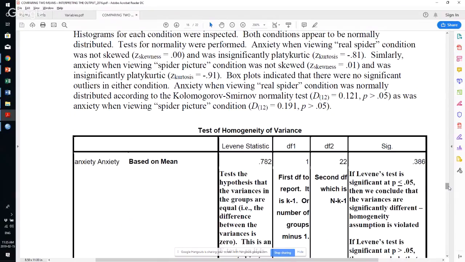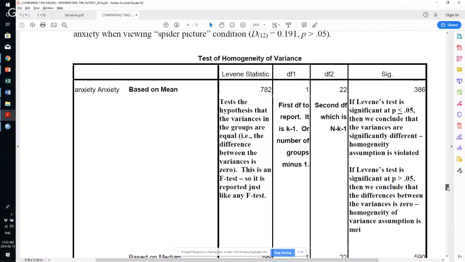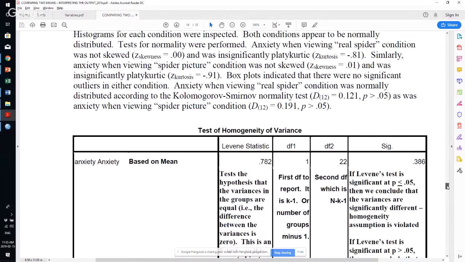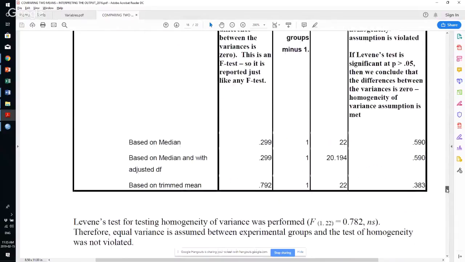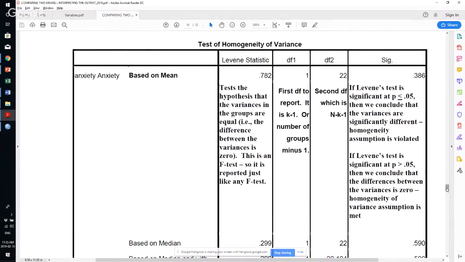So here we've got normal distribution-ish. I did box plots. There were no significant outliers. I talked about my normality. It was fine. I then have to talk about my Levene's test. So this is my statistic.